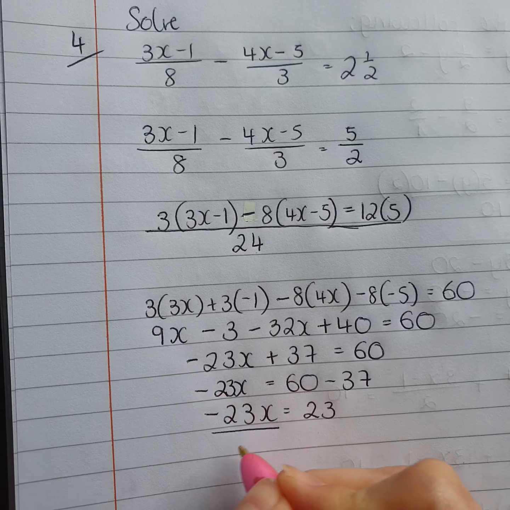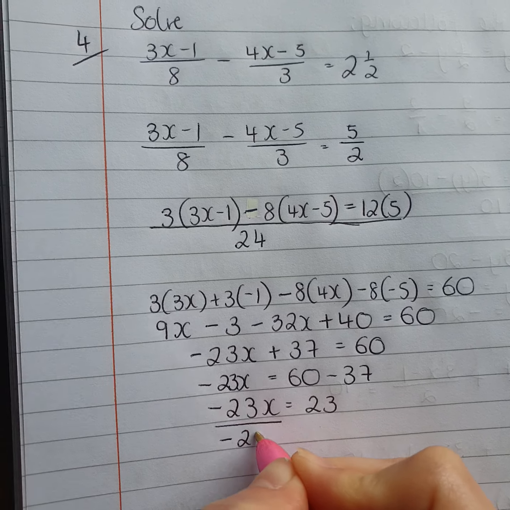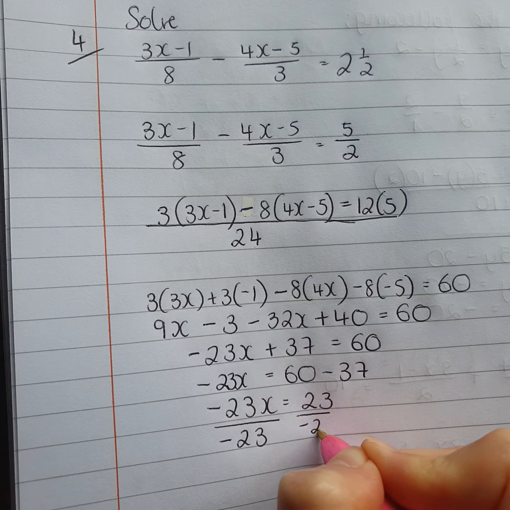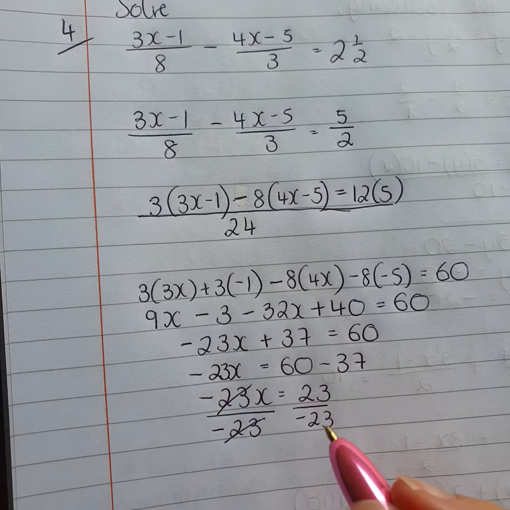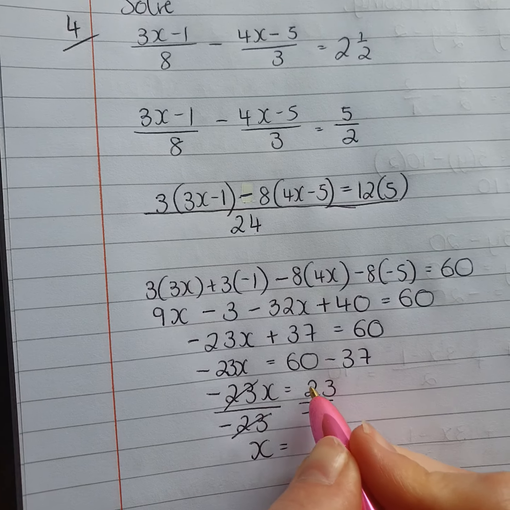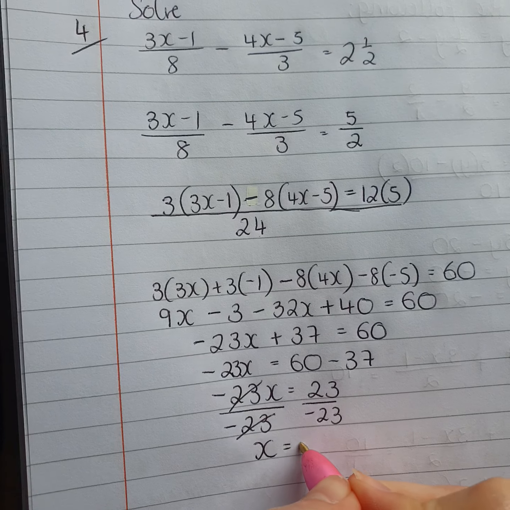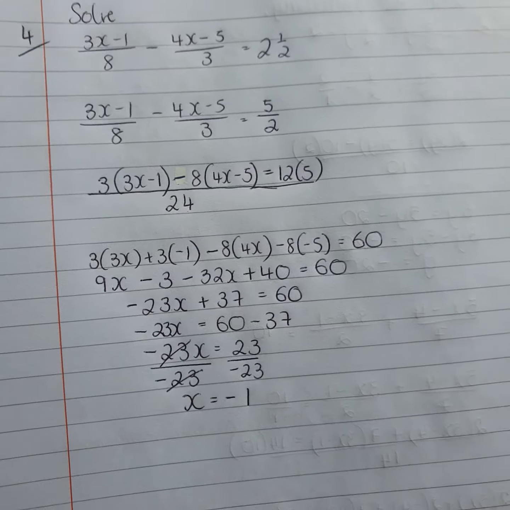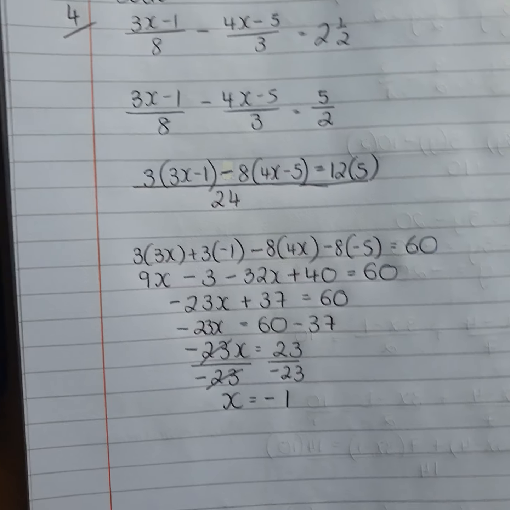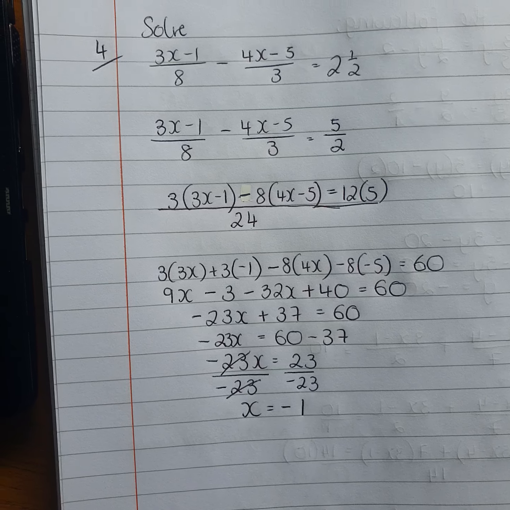And then we'll divide by whatever's in front of the x. So whatever you do to one side, you must do to the other side. Remember, it's a minus this time because it's minus 23x. So minus 23 divided by minus 23 will give me x. A plus divided by minus will give me a minus. And 23 divided by 23 is 1. And that is your 4 examples on solving equations involving algebraic fractions.